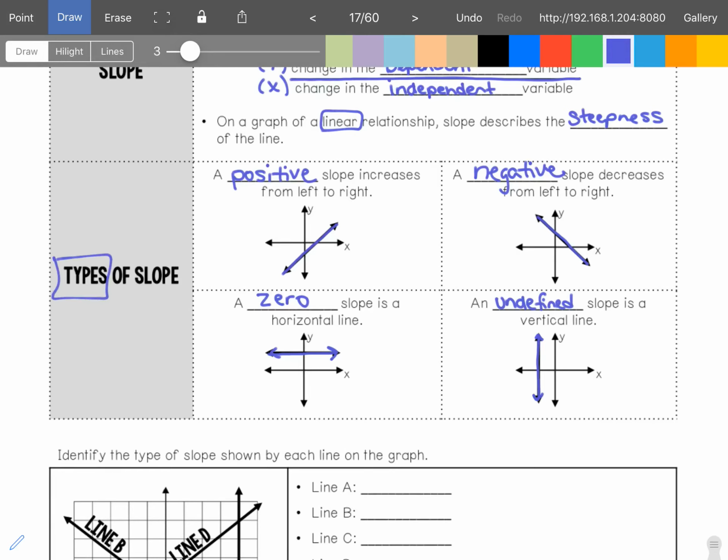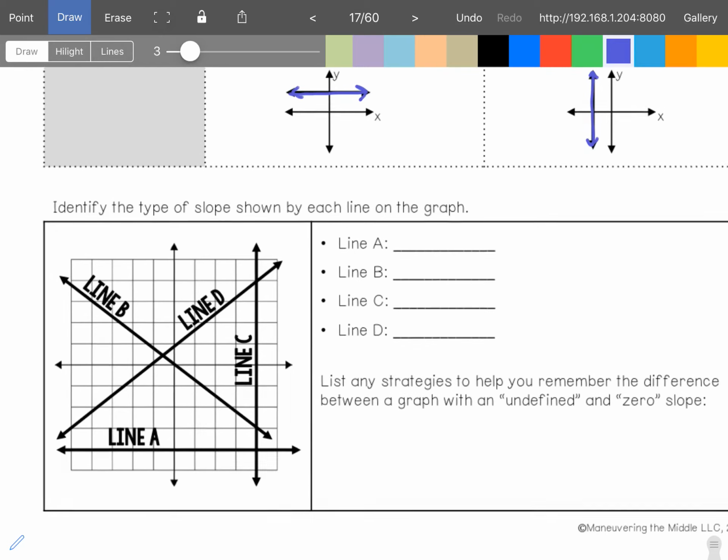There's a difference, and you have to pay attention of when you are being asked to find the type of slope, and if you are being asked, and we're going to learn about this on the back of the page, the value of the slope. So let's look down here and try a couple of these.